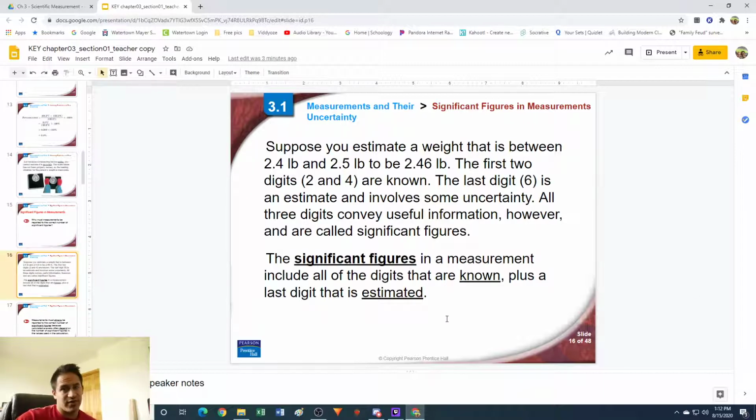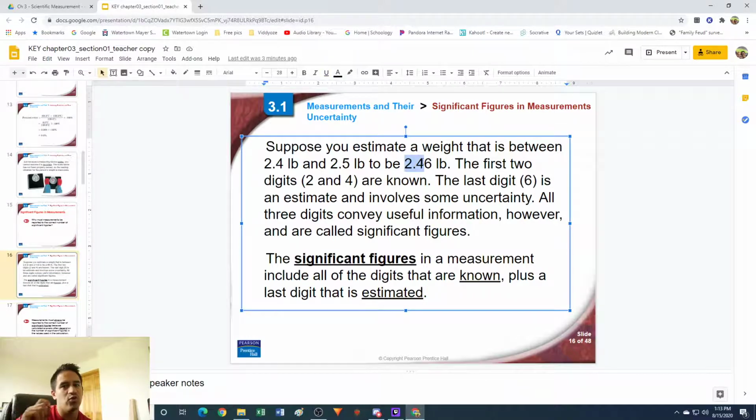What are significant figures? Suppose that you're going to estimate a weight, and let's say that you know that the weight is somewhere between 2.4 and 2.5 pounds. So you estimate it to be 2.46. Now, the first two digits, the 2 and the 4, you know for sure, for certain, it's 2.4 something. The last digit, however, the 6, you had to do a little bit of estimating. So there's some uncertainty there because you don't necessarily know it's 2.46.